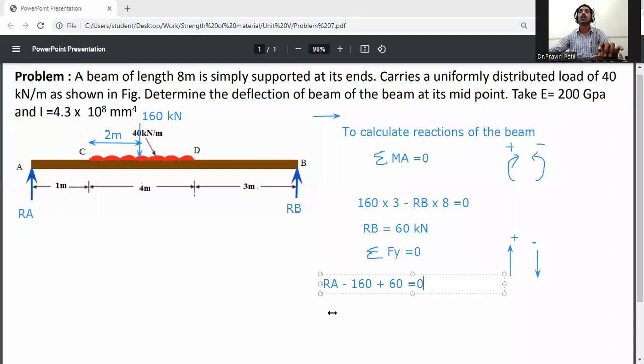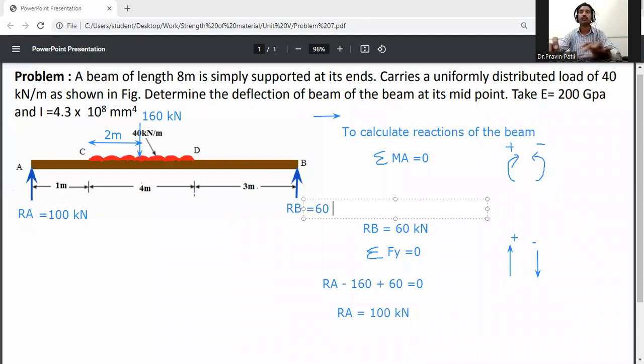From this relation, RA is equal to minus 160 plus 60, so it will be minus 100. Taking it to the right side, we get a positive value. So RA is 100 kilonewton, and RB is 60 kilonewton.